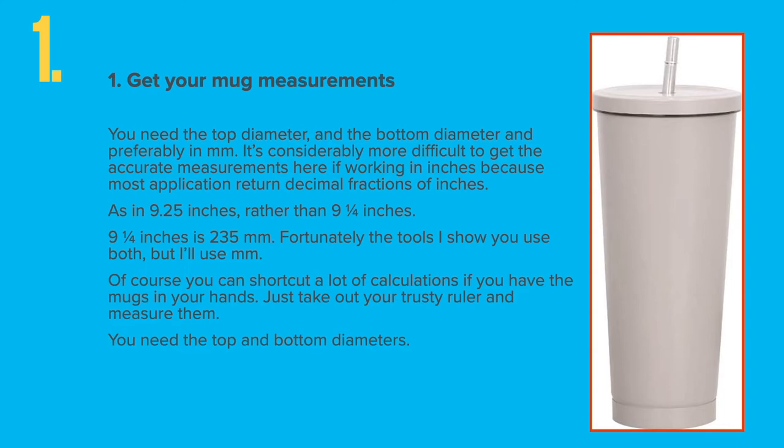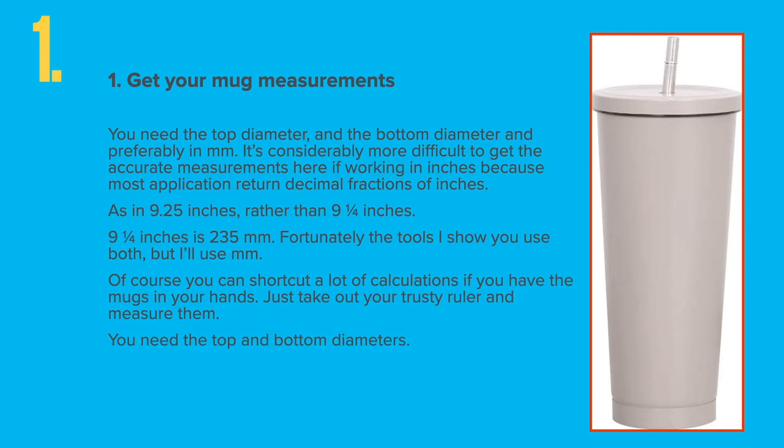They're consistent sizes. It's considerably more difficult to get accurate measurements if working in inches, because most applications on computers don't do the fractions as we know them, as in 9.25 inches rather than 9 1/4 inches. That's really difficult to work out sometimes. So 9 1/4 inches is a neat 235 millimeters. Unfortunately, the tools I show you use both, but I'll be using millimeters.